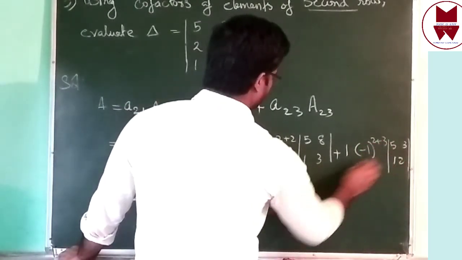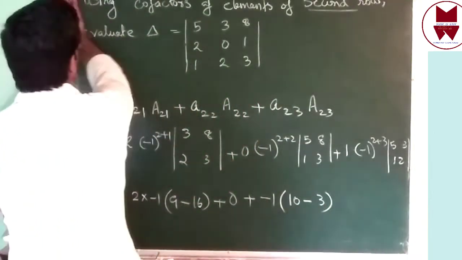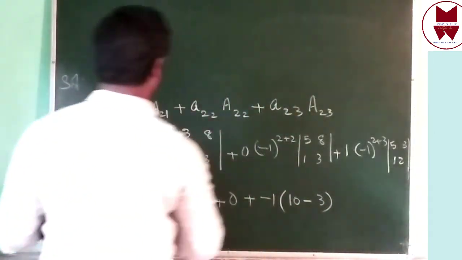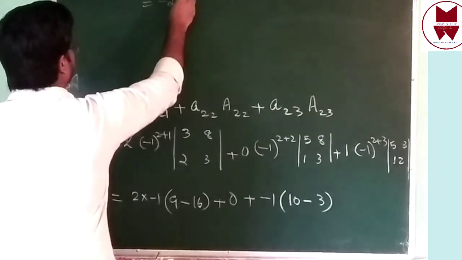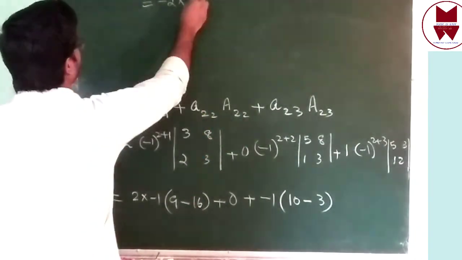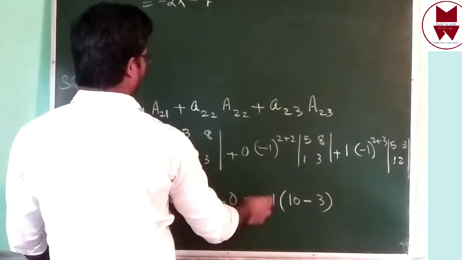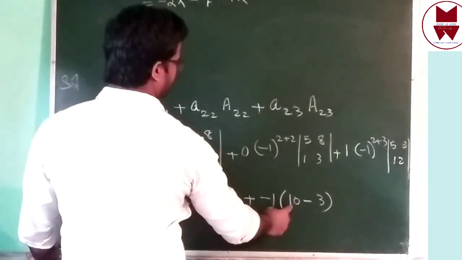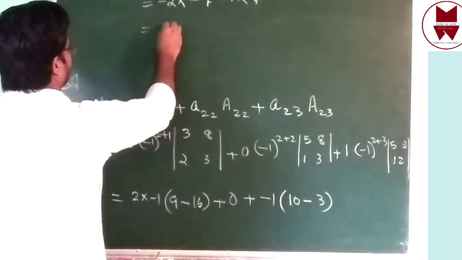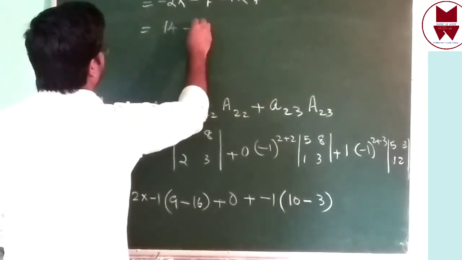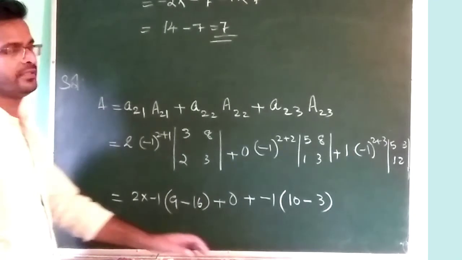Find out the determinant. 5 into 2, 10, minus 1 into 3, 3. Equal to, you will get 2 into minus 1, minus 2 into 9 minus 16, minus 7. This is 0, no need to write. Then minus 1 into 10 minus 3, 7. 2 minus 2 minus 7, 14. Minus 1 into 7, 7. 14 minus 7, you will get 7. That is the determinant value.